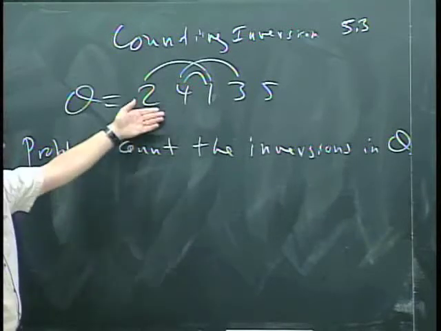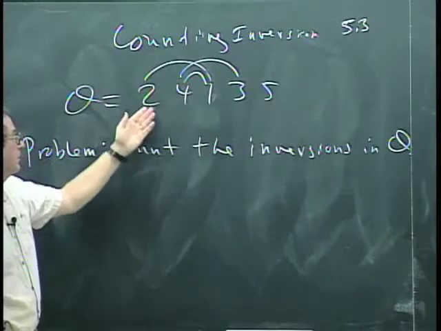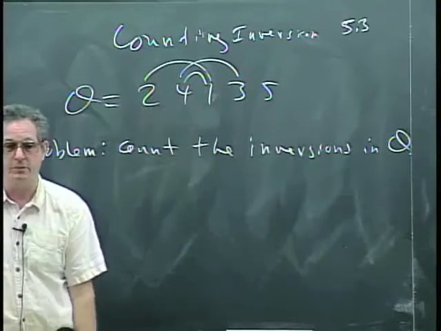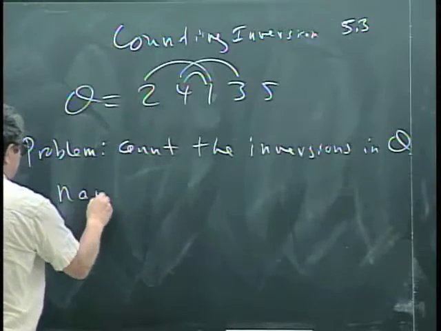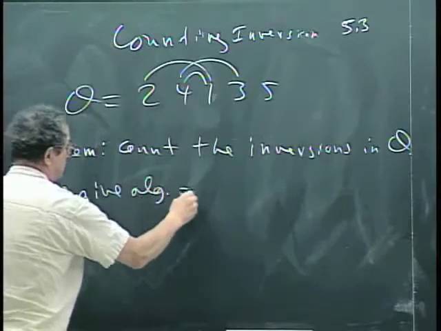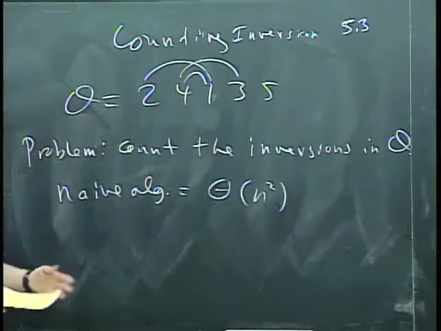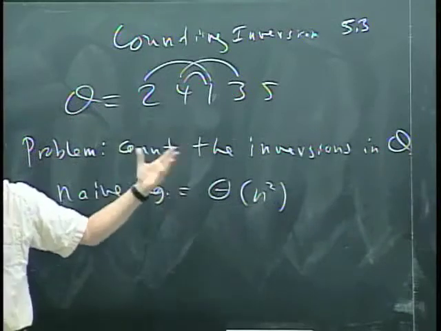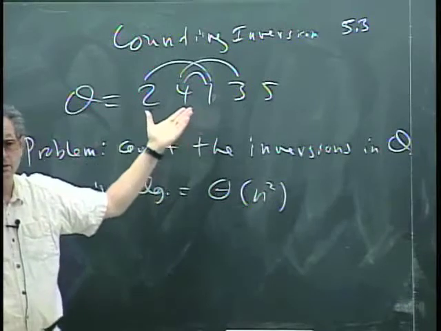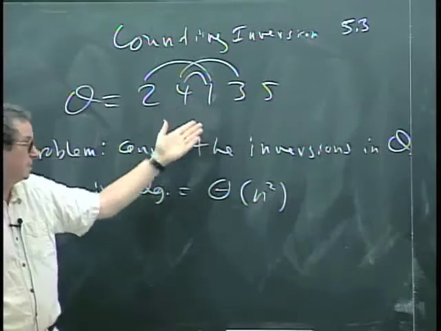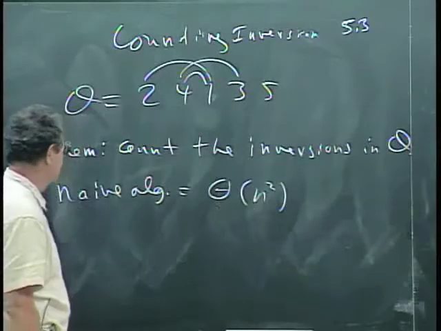So the simplest kind of algorithm is just to look at each pair of numbers and see whether they're out of order. And if we did that, the naive algorithm would be theta of n squared time, because there are n choose 2 pairs, roughly n squared, theta of n squared pairs. And if you looked at each pair explicitly, just to see if it's out of order, then your running time is theta of n squared. Okay, so that's the obvious direct approach.